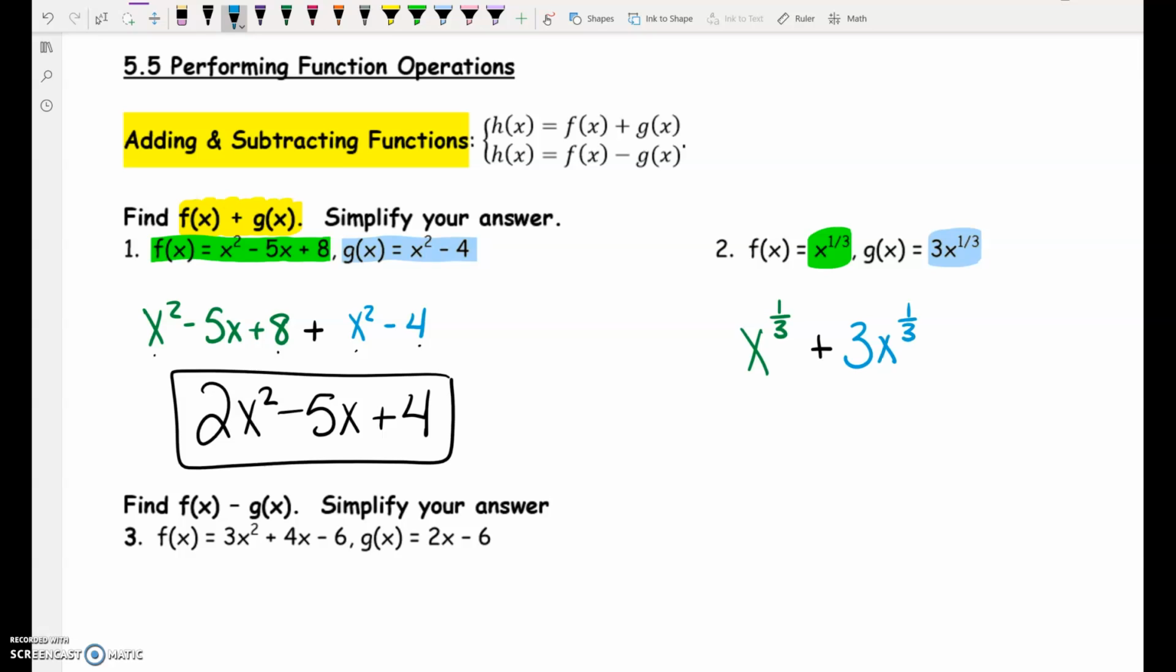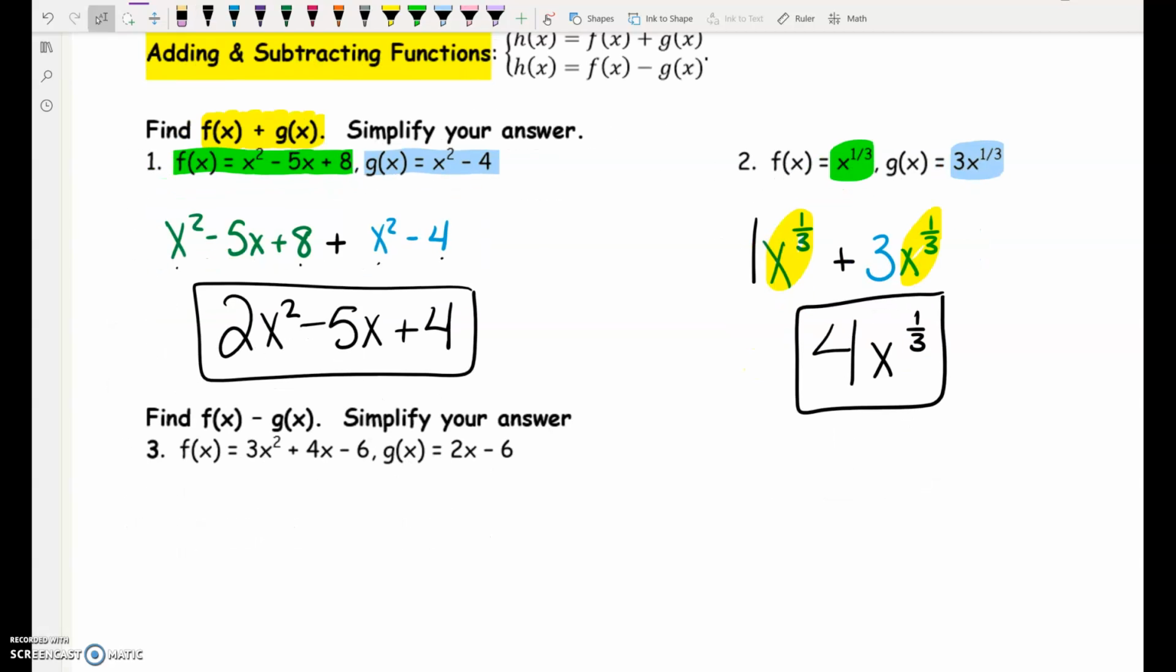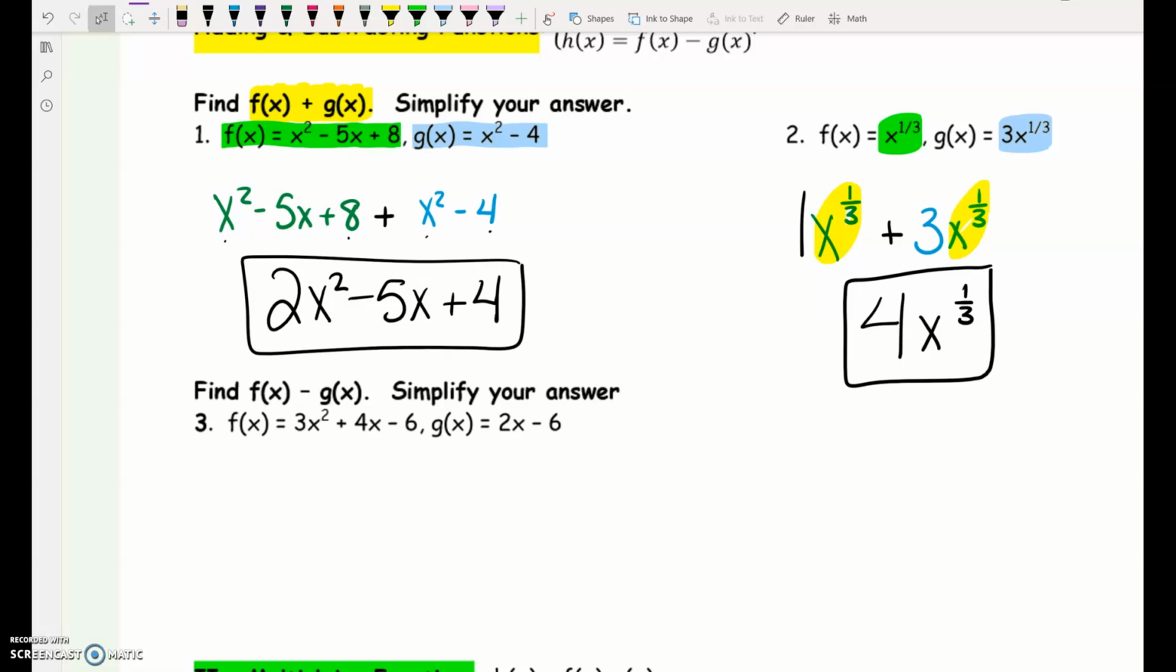When you're adding, your variables have to have the exact same exponent. So is x to the 1/3 the same as x to the 1/3? Yeah, we've got one of them here plus 3 more of them. That means we have 4x to the 1/3. When you're adding, you don't change the exponents, you just combine like terms. Okay, so I feel like adding with functions is pretty easy.